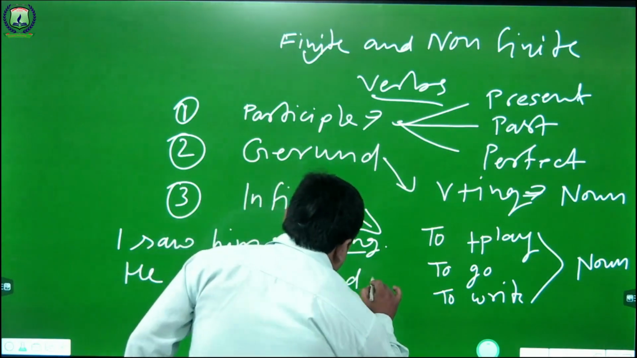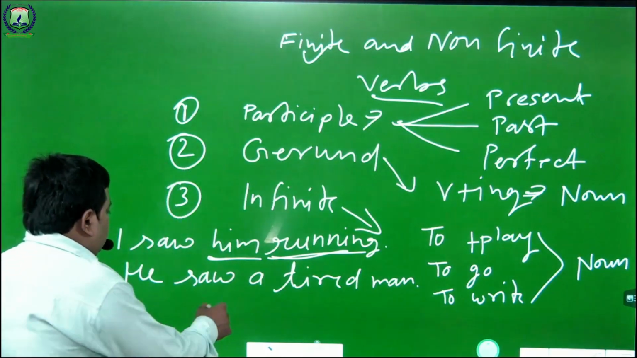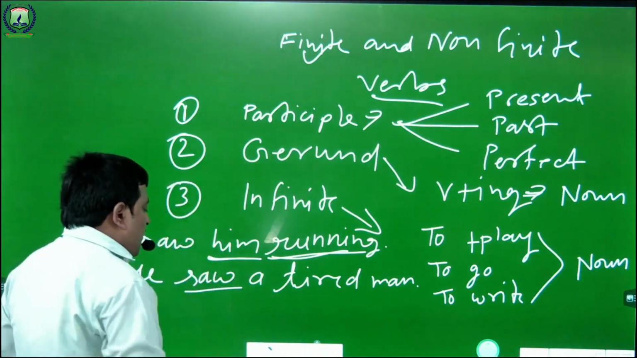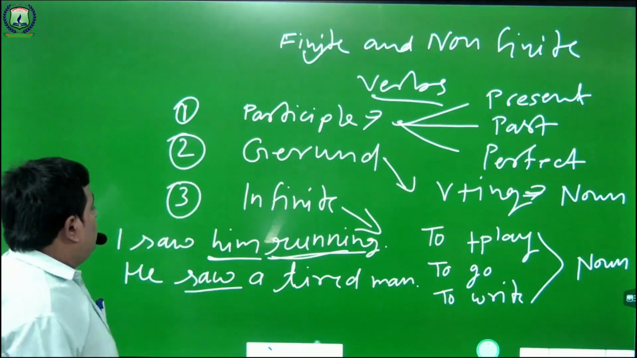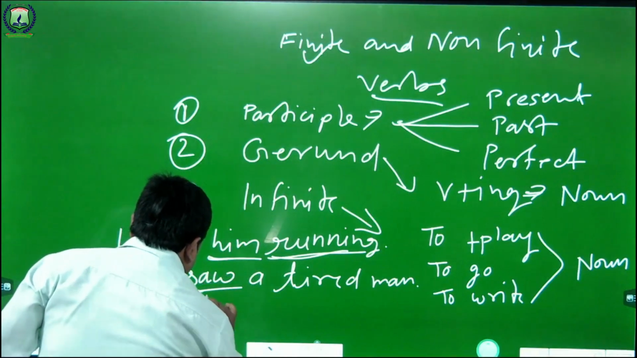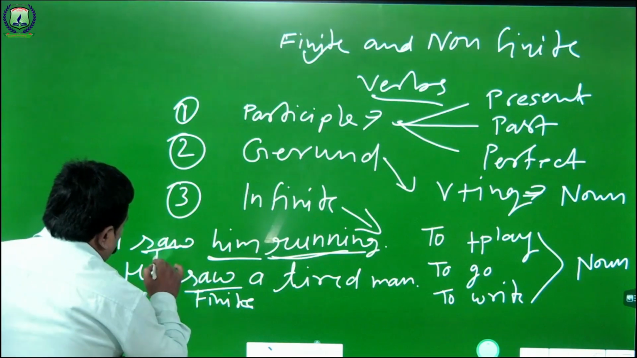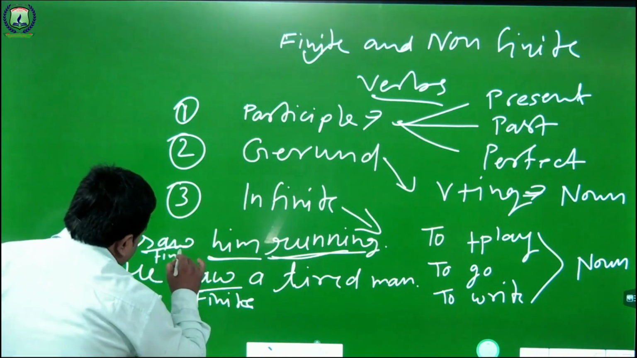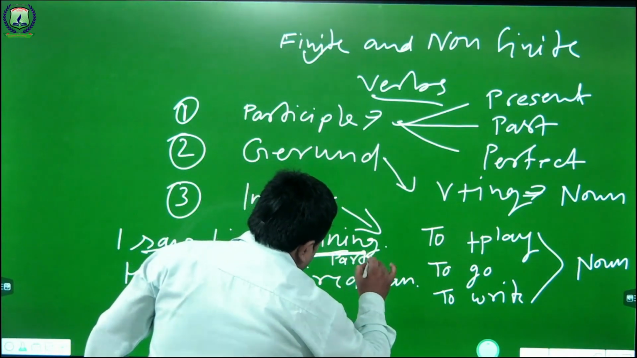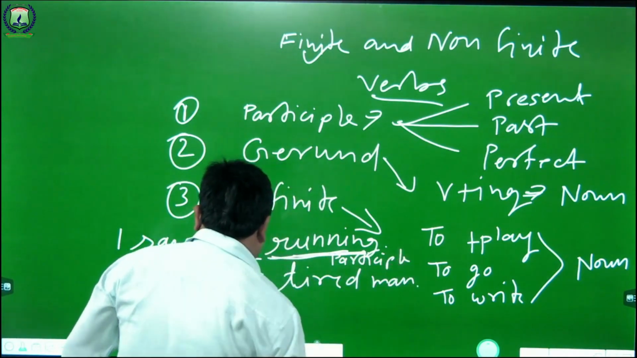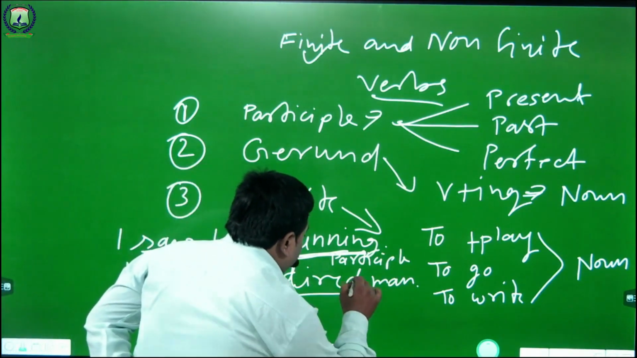He saw a tired man. Here in this sentence, you can see that the main verb is saw. It means saw is a finite verb. And here you can also see that this is a finite verb. But here running is a participle. And here saw is a finite verb, and tired man.